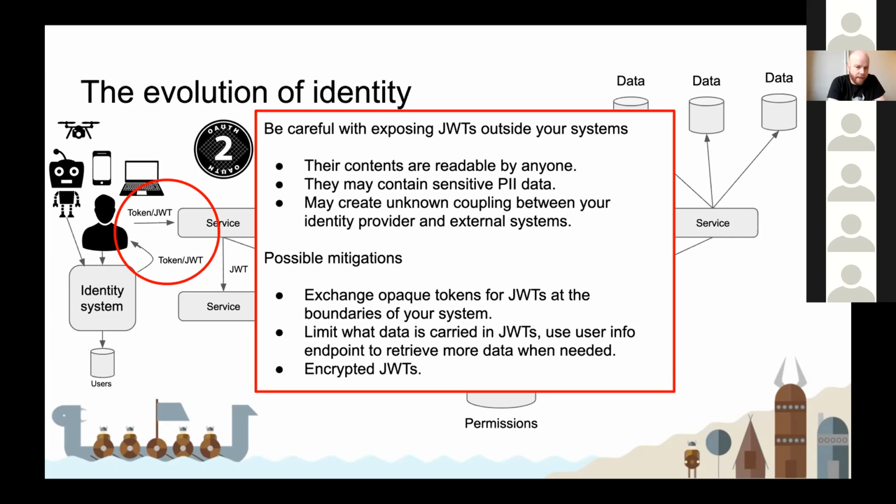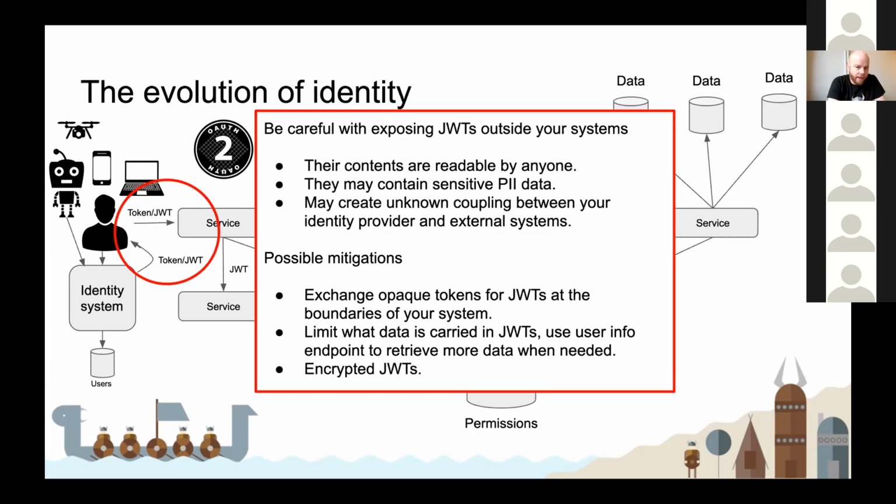They're excellent for transporting attributes inside your systems, but do consider means to not share JWTs externally. And some possible mitigations for doing that was to instead issue opaque tokens, like these ABC123 tokens. And then once those tokens enter your perimeter, you have them exchanged for JWTs. So we kind of get the best of both worlds there. You have opaque tokens externally and JWT tokens internally.